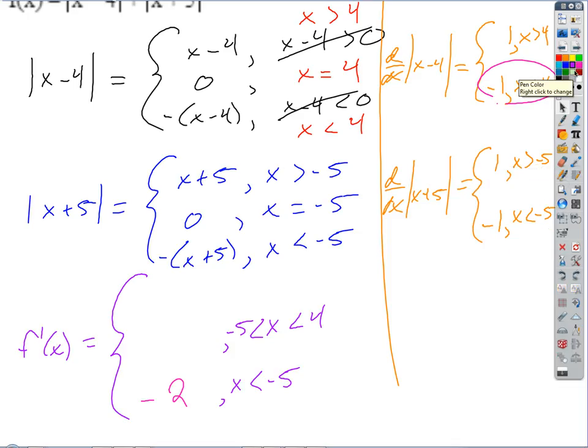So then we would be here. Greater than negative 5 and less than 4 means we'd be adding up negative 1 and positive 1. So the value of the derivative would be 0.